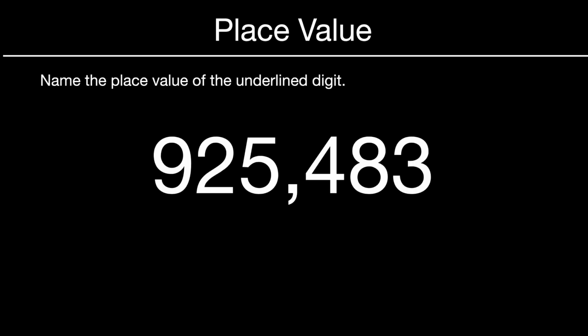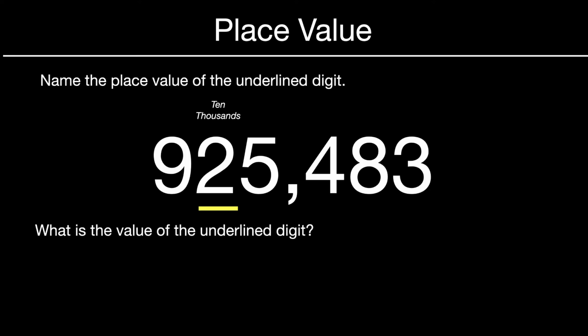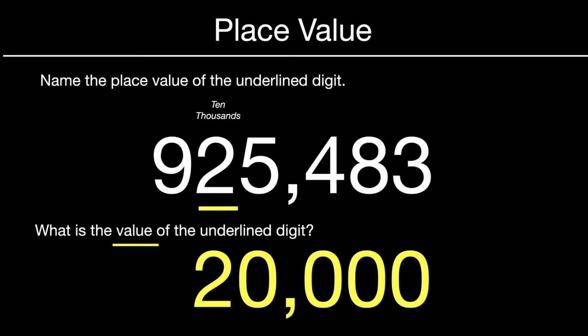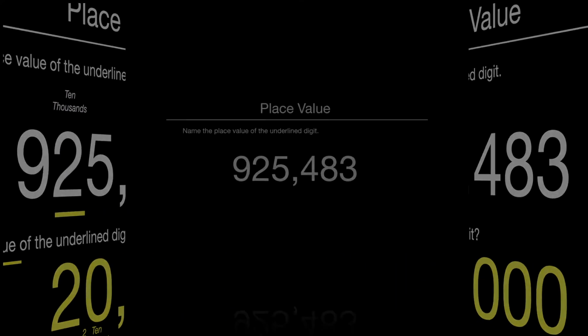Name the place value of the underlined digit. Okay, remember the place value? That's in the 10,000s. What is the value of the underlined digit? So we would keep our 2, turn everything after it into zeros, right? And it would be 20,000. And we could also say that the place value would be 2 groups of 10,000s.